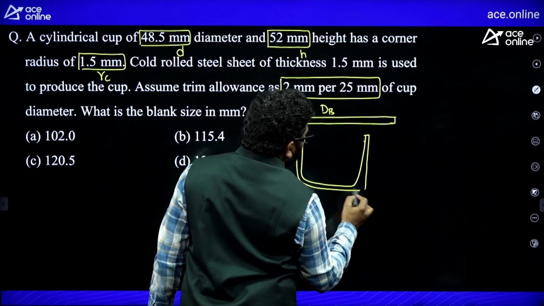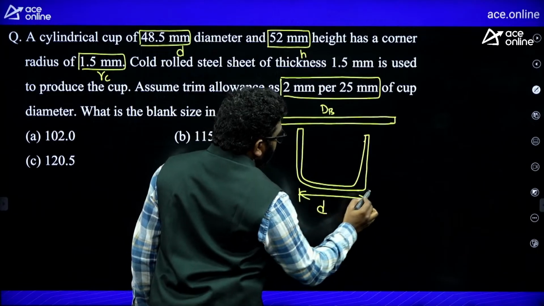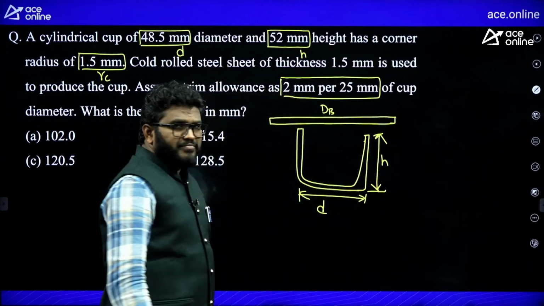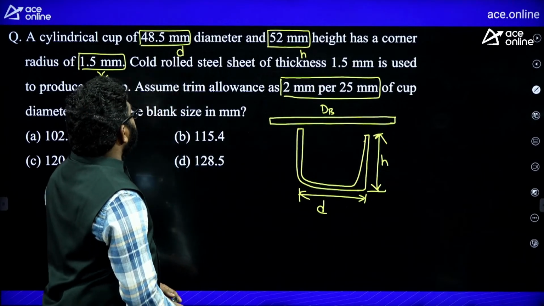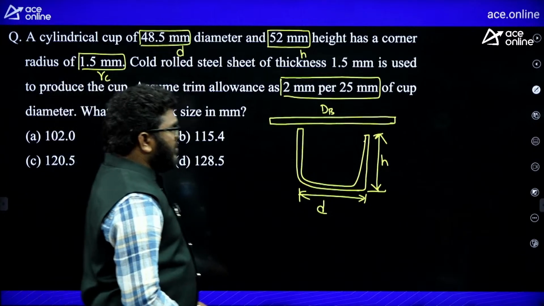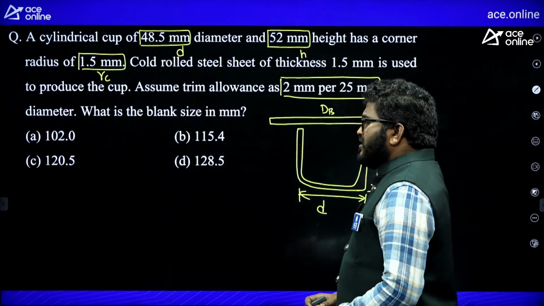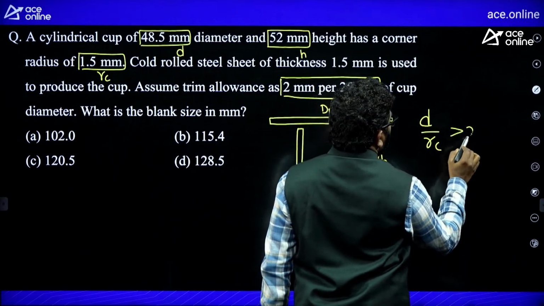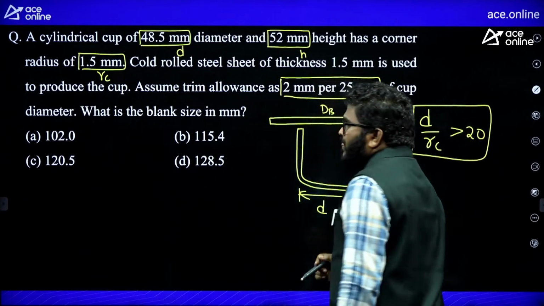Remember, from this blank, I should make a cup. Cup diameter is given in the question, D and H. Right? So, the diameter of the cup is much more than the corner radius. That's why I'm neglecting the corner radius. Diameter of the cup by corner radius is greater than 20. That's why I'm neglecting the corner radius.